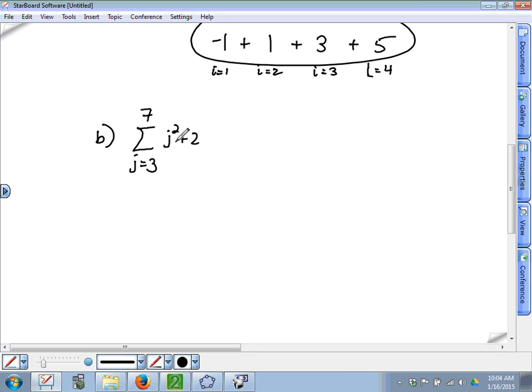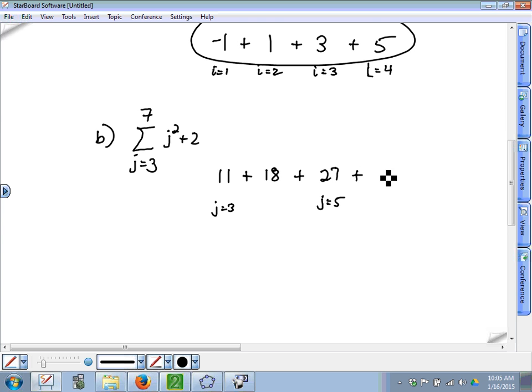Alright, so when J equals 3, 3 squared is 9, 9 plus 2 is 11, so we add that. This is when J equals 3. When J equals 4, 4 squared is 16, plus 2 is 18. When J equals 5, these numbers get big. 5 squared plus 2, 27. That's when J equals 5.